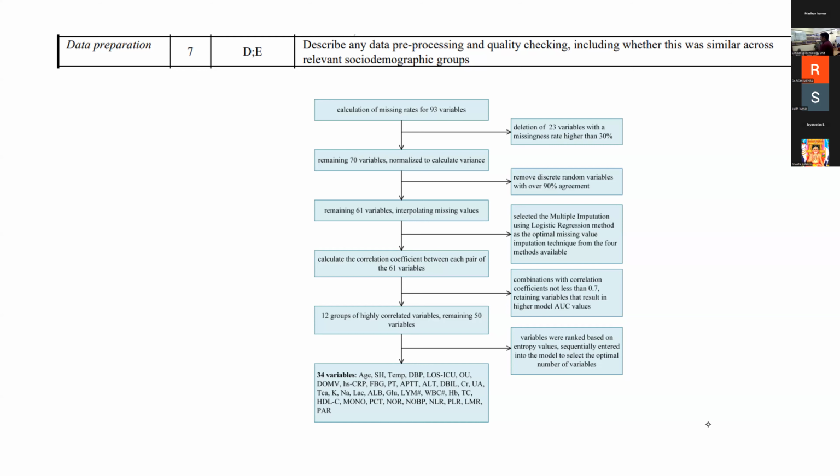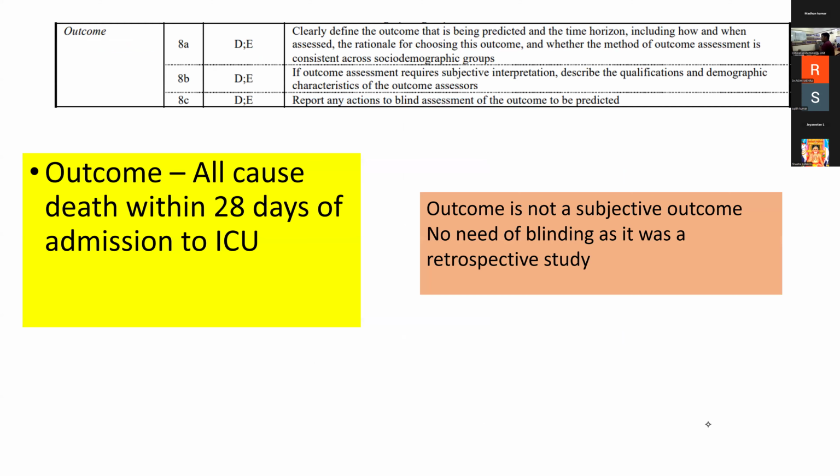And then out of the 61 variables, they looked at the correlation coefficients, and whichever had a high correlation, they avoided. And finally, they arrived at 34 variables, which they used for model development. So these are the 34 variables they finally arrived at for model development. So they had a clear-cut data pre-processing before they put these variables into their model.